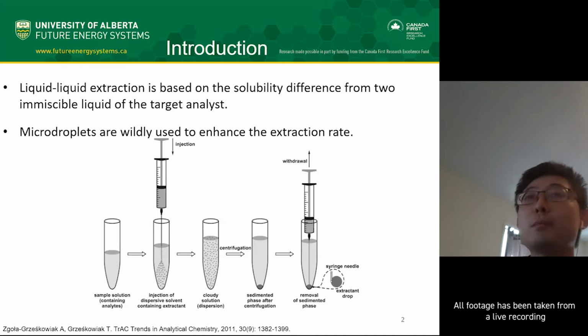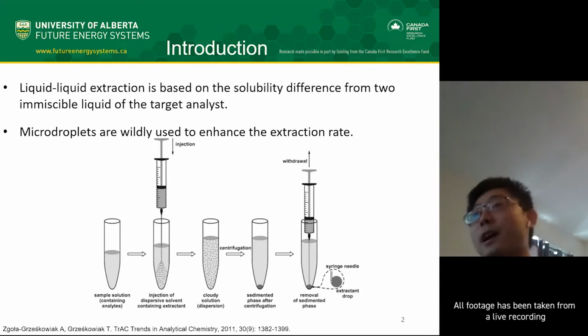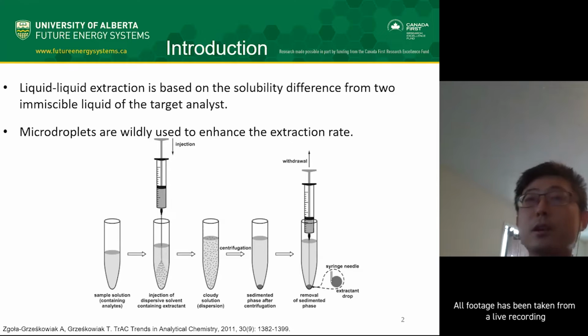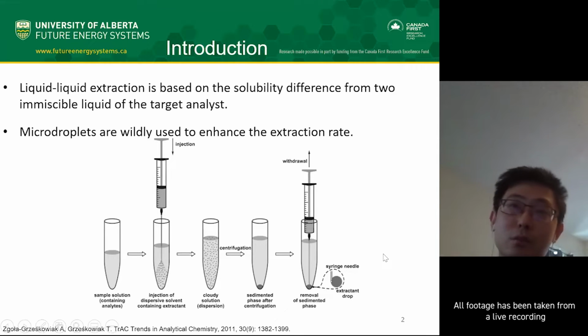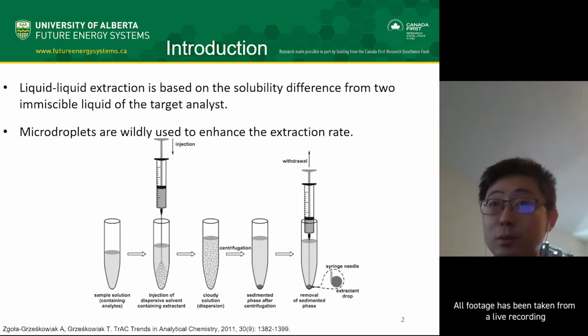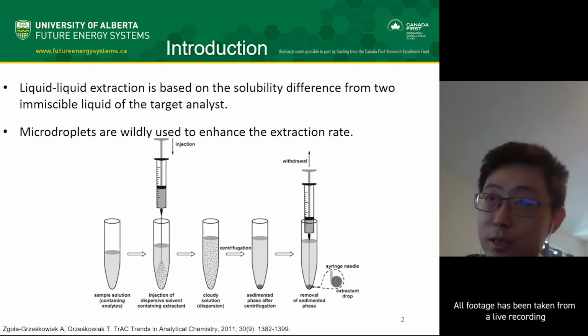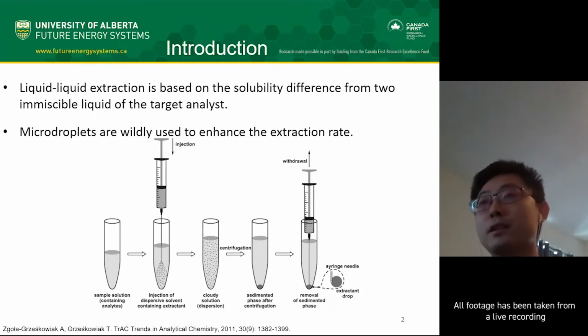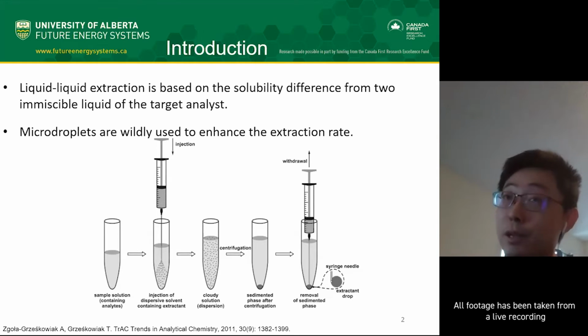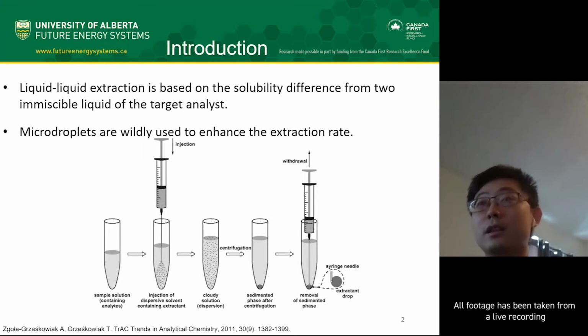Micro-sized droplets are also widely used to enhance the extraction rate, because when a droplet is small enough, the surface area to volume ratio is very big. As shown in the picture, researchers use dispersed microdroplets in the bulk to achieve high extraction efficiency. But the drawback of this method is that centrifugation is necessary to separate the two immiscible phases, and then other analytical chemistry instruments are necessary to analyze the extracted analytes.